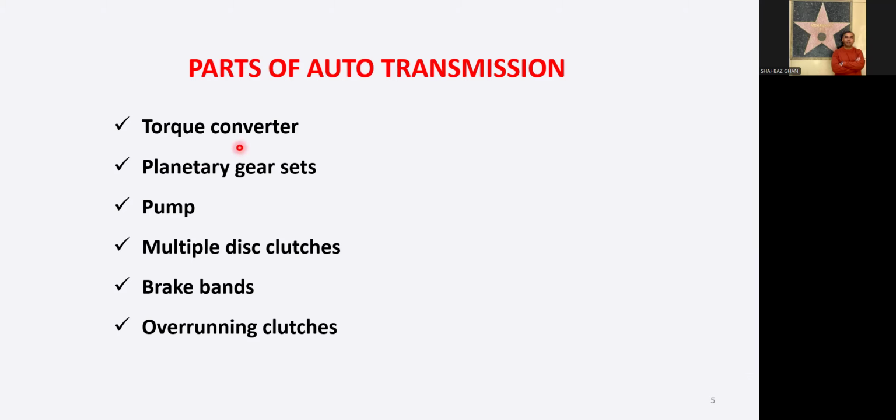Then we have studied these parts of the automatic transmission, that is torque converter, planetary gear sets, pumps, multiple disc clutches, brake bands, and overrunning clutches.